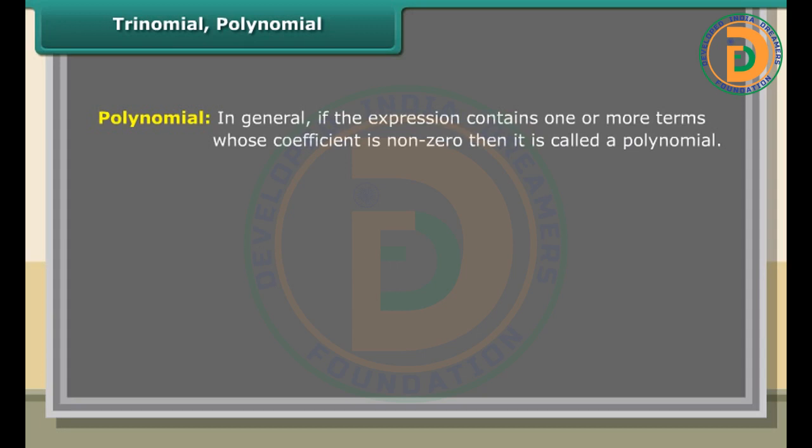Polynomial. In general, if the expression contains 1 or more terms whose coefficient is non-zero, then it is called a polynomial. Example: 4x plus 4xy plus 17xz square minus 10y square z plus 19.